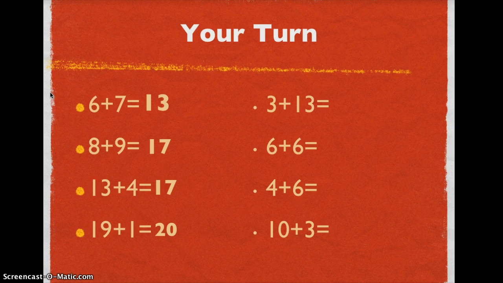For 3 plus 13, what can we use? We can use counting up to see that it is 16. Great. What is 6 plus 6? 12. Yes, we can use our doubles. What is 4 plus 6? 10. How did you get to these two numbers? Adding up to 10. Great. And finally, 10 plus 3.